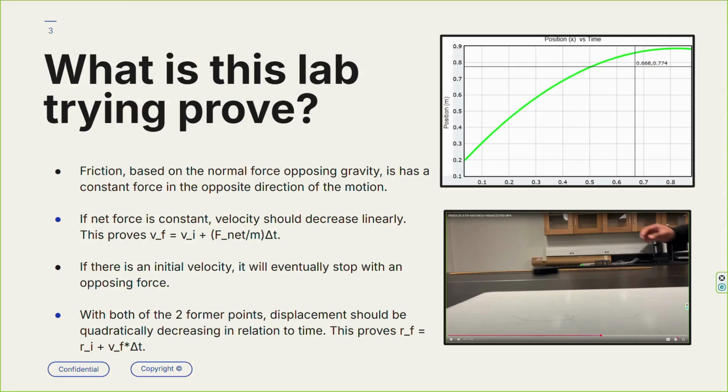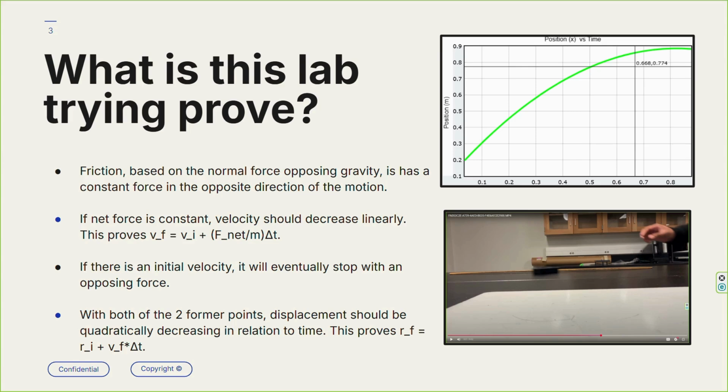So what is the lab trying to prove? Well, it's trying to prove that friction force is a constant force and acts in the opposite direction of motion. This is seen from the equation for friction force, which I didn't put on the slide, but it is friction force equals coefficient of friction times mass times gravity, or acceleration due to gravity. You can see here I said friction based on the normal force opposing gravity, because there are other types of friction, like when holding a water bottle up, when you're holding the sides of it. What's keeping it from falling down is the friction force between your hand and the sides of the water bottle. But we're not dealing with that.